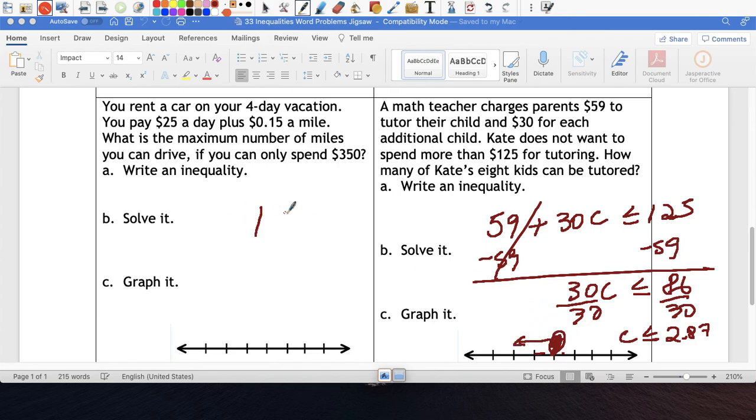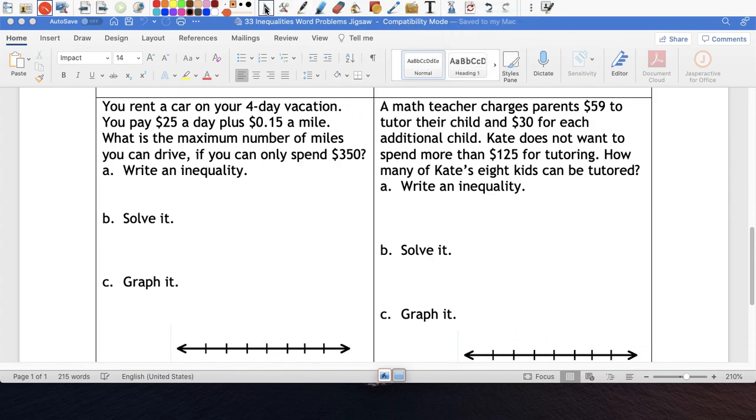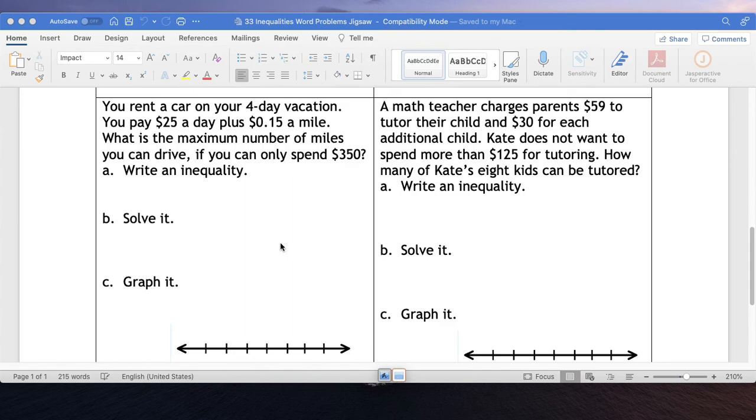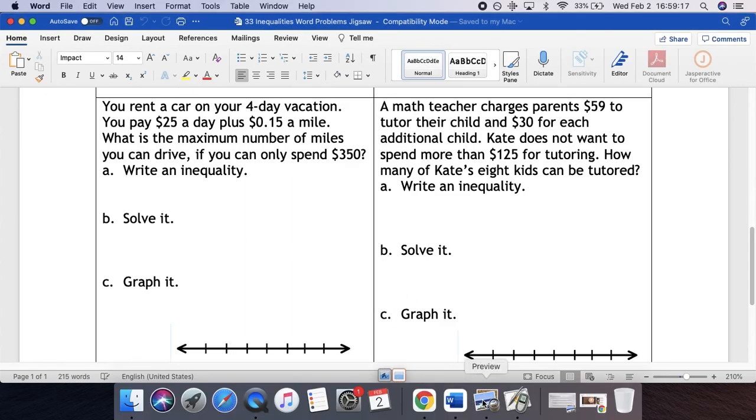So the first child you pay $59, and after that you're allowed 2 more kids, and here will be 2, 1, 0, right? 2 or fewer children you have enough money for. That's done. So let me bring up the other one.